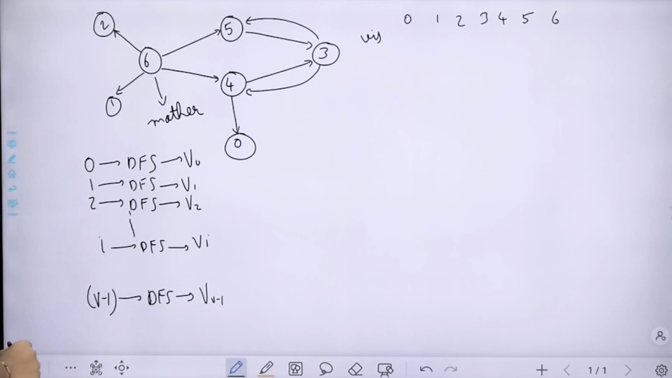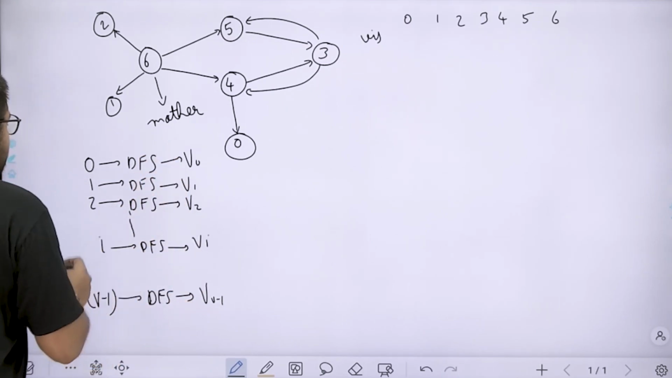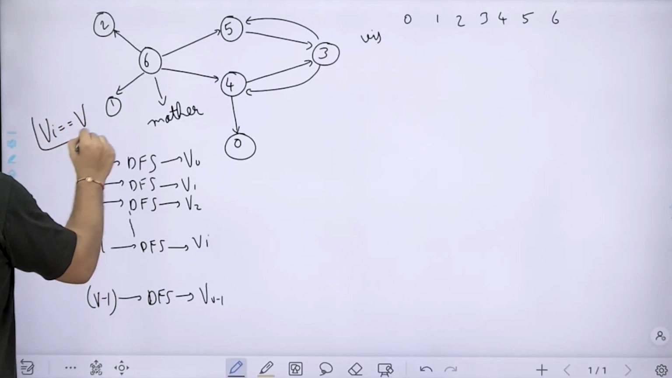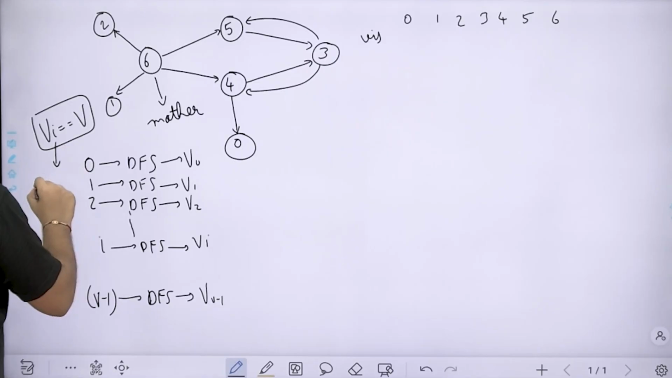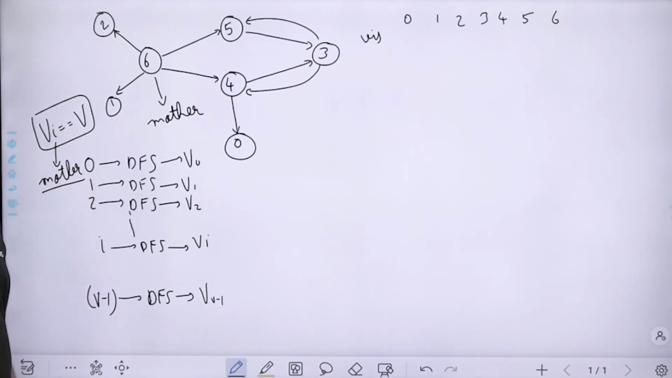Okay, suppose. So now understand this. If any of these becomes equal to V, so if Vi equals capital V, then I can say that the ith vertex is a mother vertex because from there I was able to visit all the other vertices.